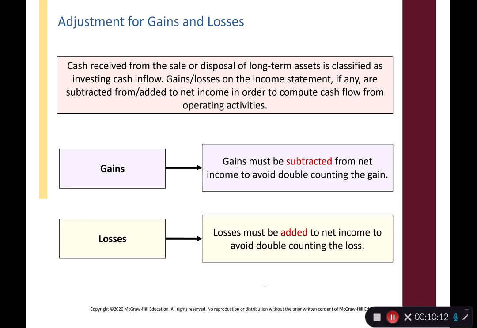Okay. So again, we talked about adjusting for gains and losses. That was step 3 in my 6-step process. So the cash we receive from the sale or disposal of long-term assets is classified as an investing cash flow. The gains and losses are on the income statement, so we have to eliminate them. And the way we erase or eliminate the gains is we subtract them, and then to get rid of the losses, we add them back.